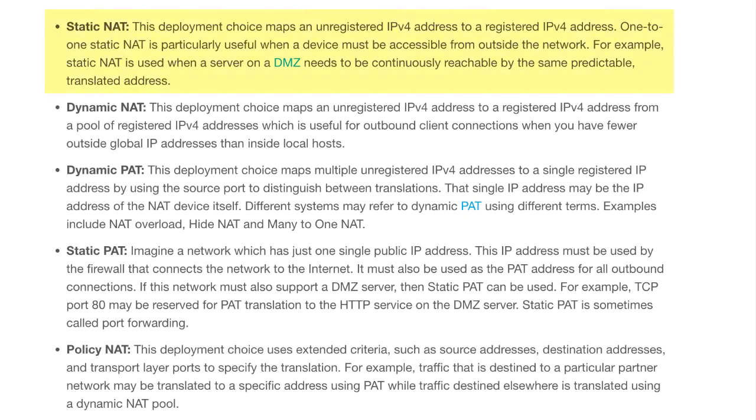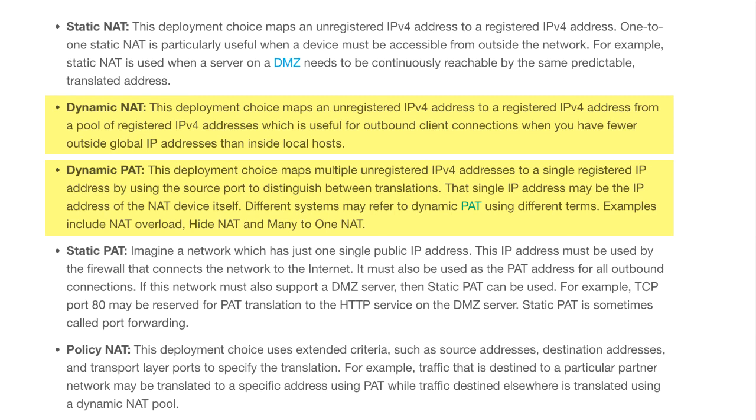Static NAT maps an unregistered IPv4 address to a registered IPv4 address. One-to-one static NAT is particularly useful when a device must be accessible from the outside of the network. For example, static NAT is used when a DMZ server needs to be continuously reachable by the same predictable translated address. Dynamic NAT maps an unregistered IPv4 address to a registered IPv4 address from a pool of registered IPv4 addresses. This is used for outbound client connections when you have fewer outside global IP addresses than inside local hosts.